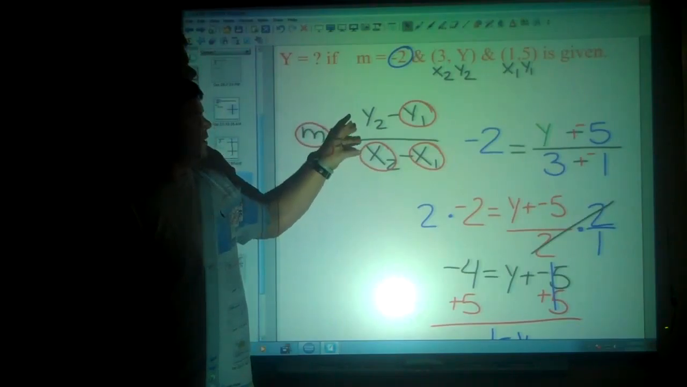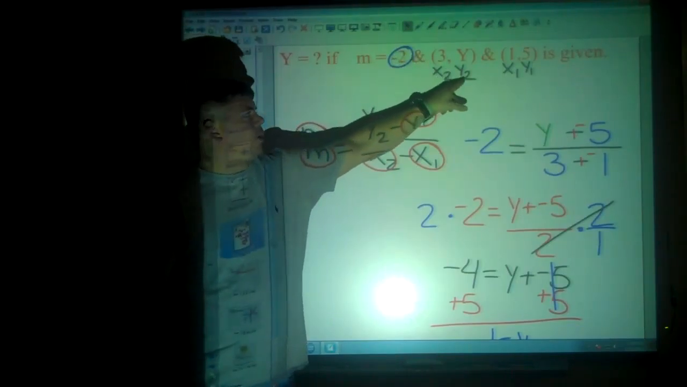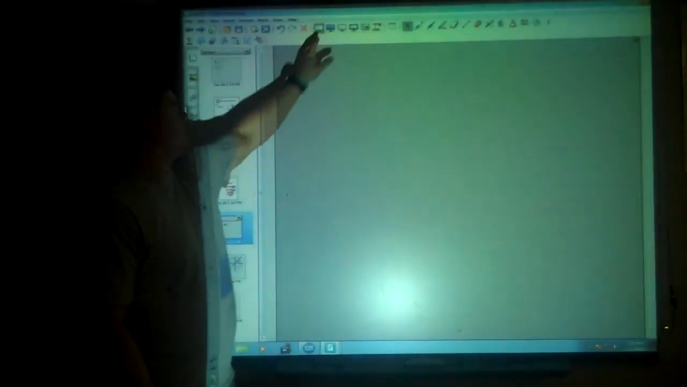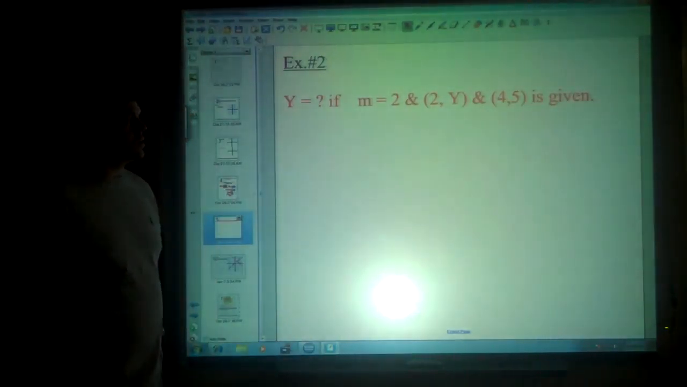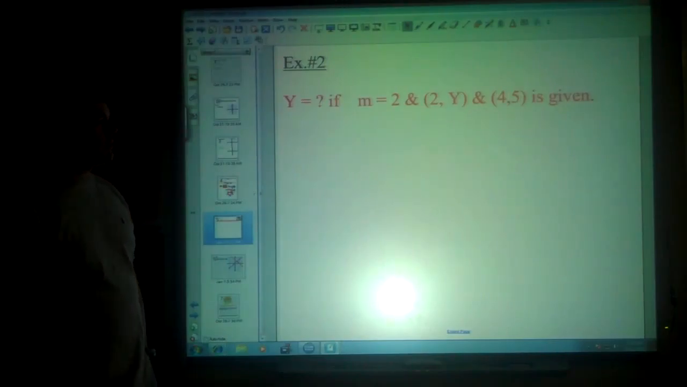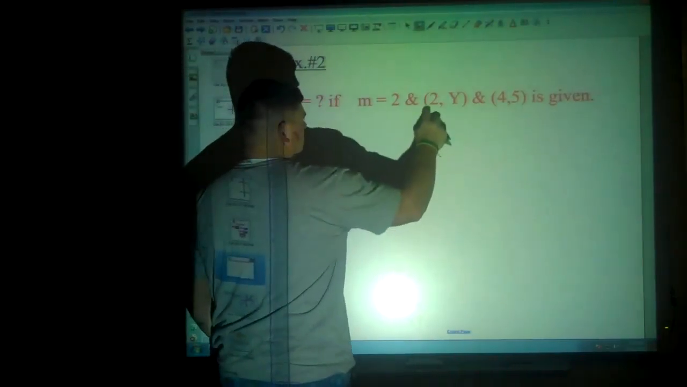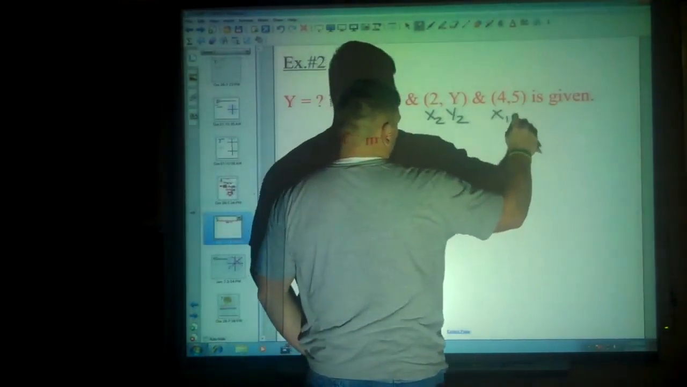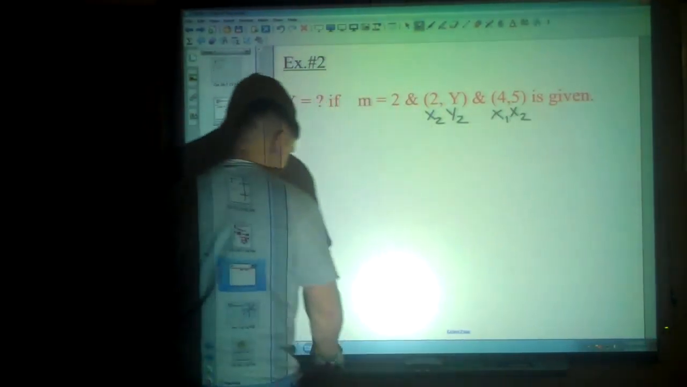I would recommend that you always make the unknown part have the sub 2 numbers. It makes it a little easier for you. Alright, next we have this example which is almost the same exact thing. I'm still going to label this as my sub 2 values because the one that I don't know is what I want to label as my sub 2's.